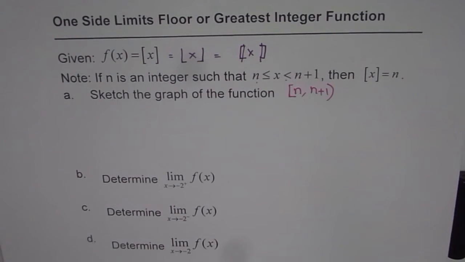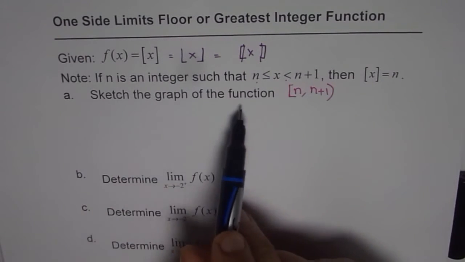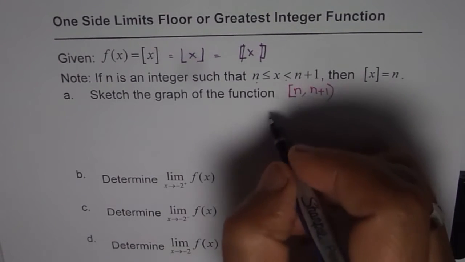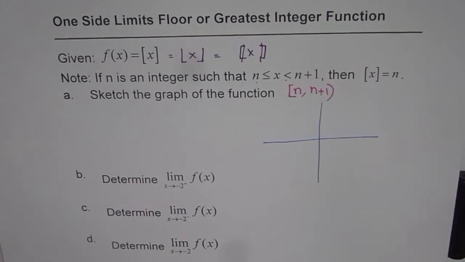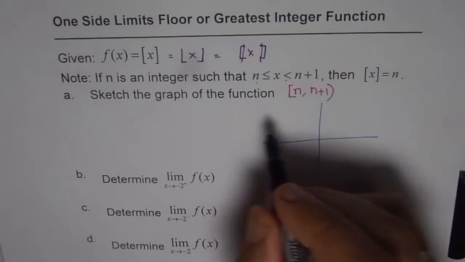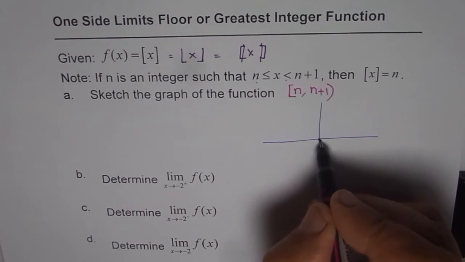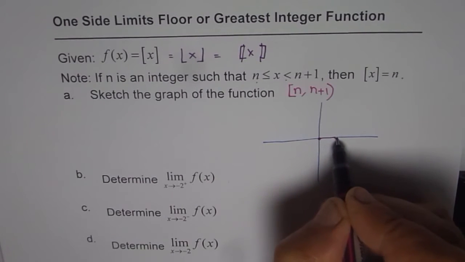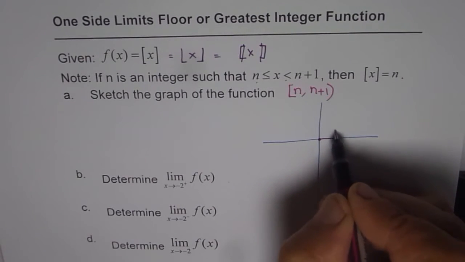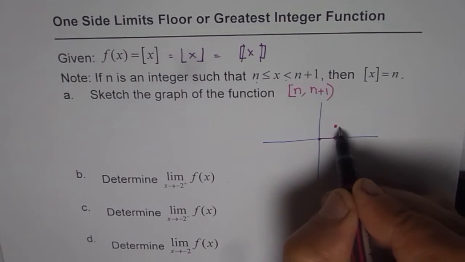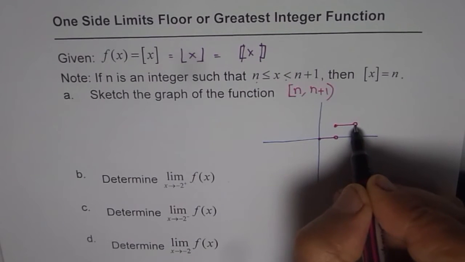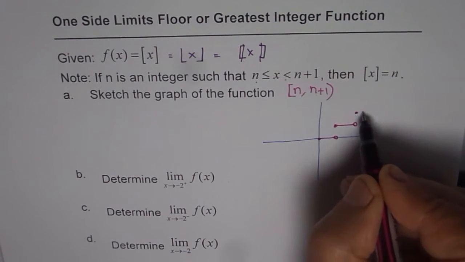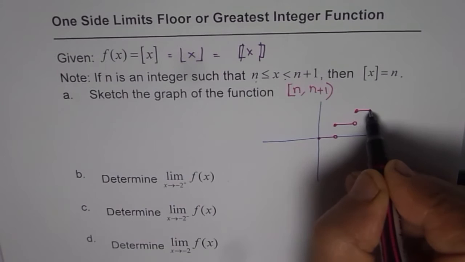Now the first part is to sketch the graph of the function. So here is a rough sketch. If my value is between 0 and 1, then the value of the greatest integer function will be 0. So this is a closed end and there's an open end here. However, if my value is from 1 to 2, then 1 is included, that means a closed end, and 2 is an open end. So it's kind of a step function, which goes like this.